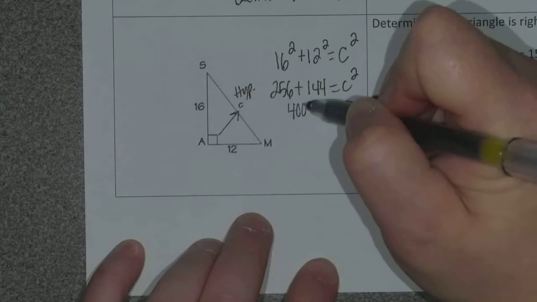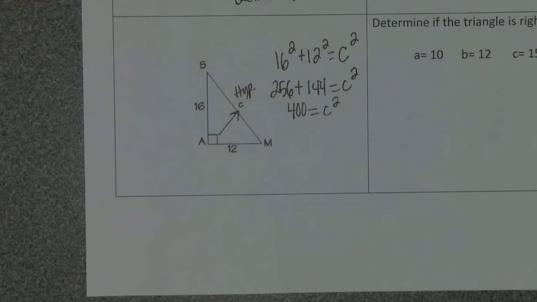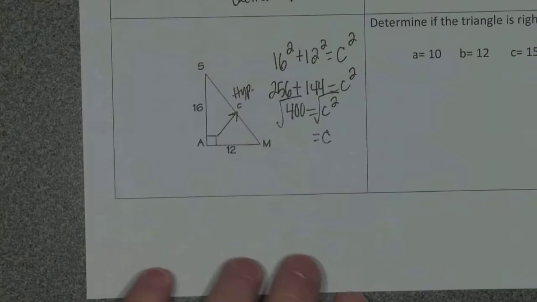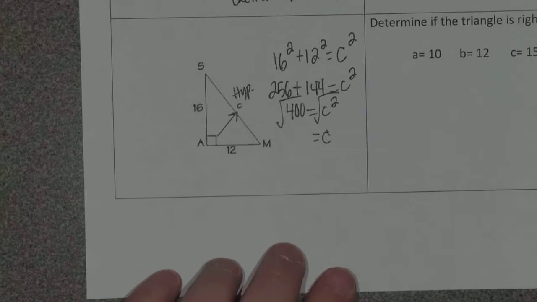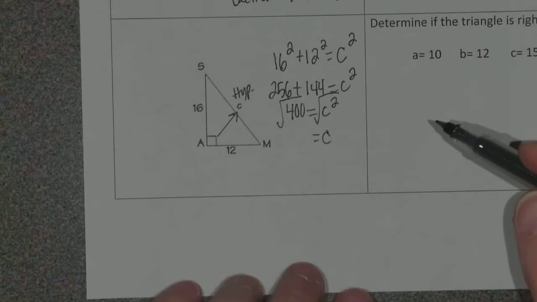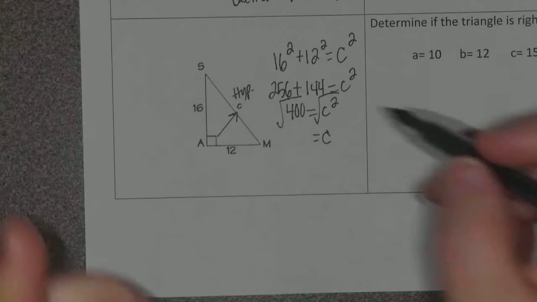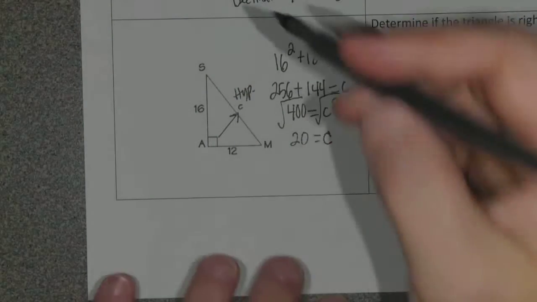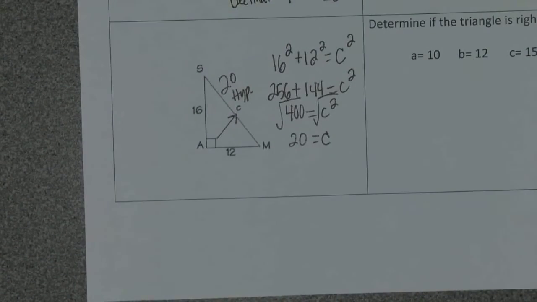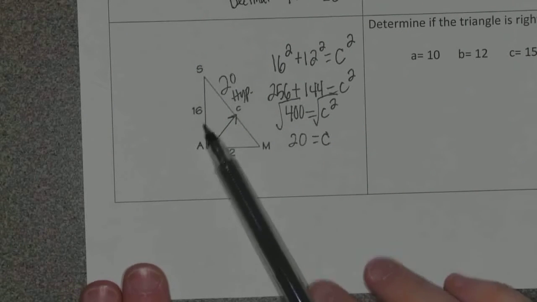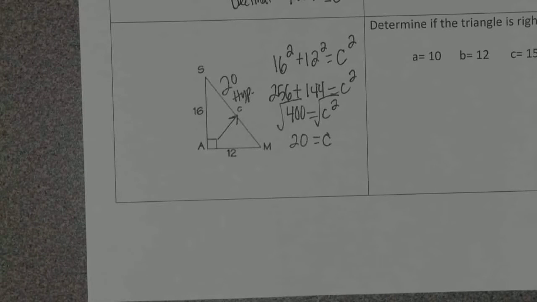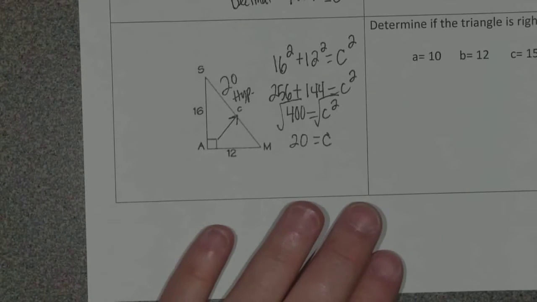Then what am I doing? Exactly, I'm square rooting it. And I get C equals 20. So the length of my hypotenuse has to be 20. Again, you're like, oh yeah, that makes sense. 20 is bigger than both 12 and 16. So it could be the right answer there. And it is because of our work.